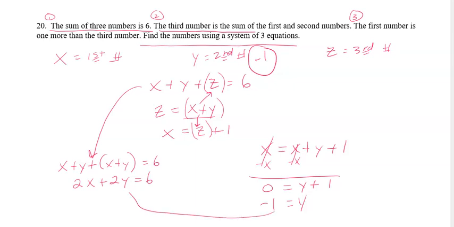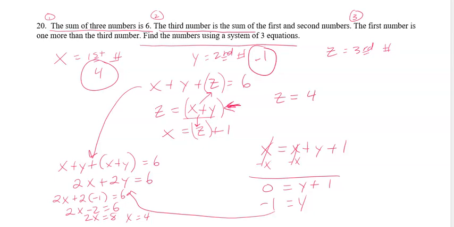And then I can use that over here to find the first number. So the first number is going to be 4. And then you can go to the middle now that you know x and y, and you can use this middle equation to find z. x is 4, y is negative 1, so z is going to be 3. So there's your answer for that word problem number 20.